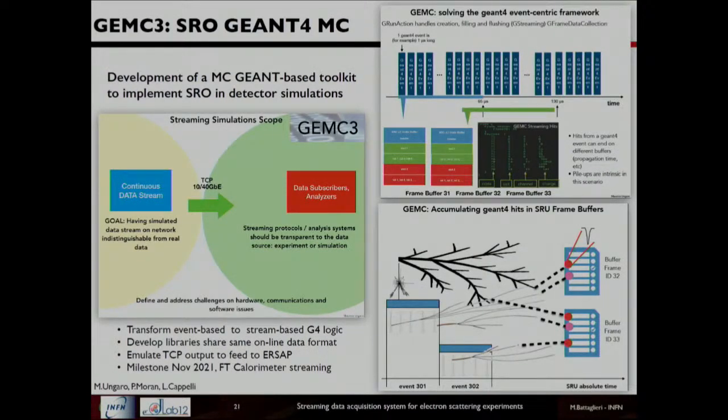Last but not least, we also spent time developing a Geant-based Monte Carlo that intrinsically can stream data out. This seems to be trivial, but it is not, since Geant is event-centric, while streaming intrinsically has time. You have to deal with that, I mean, define frames rather than events, where your data is spread over different time windows. We have a first prototype working, so we can really simulate data coming from the front end, either electronics or software.